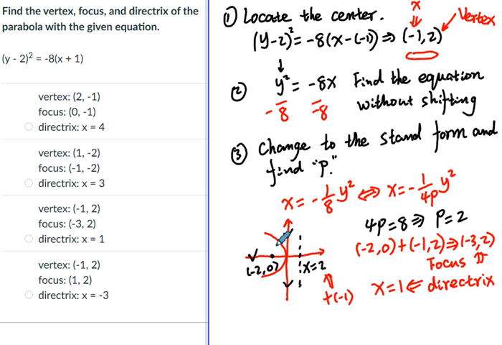So basically this graph is shifted 1 unit to the left. You see, the directrix is shifted from here to here. And then 2 units up. 1 unit left, 2 units up. Okay, so basically 1 unit left, 2 units up.